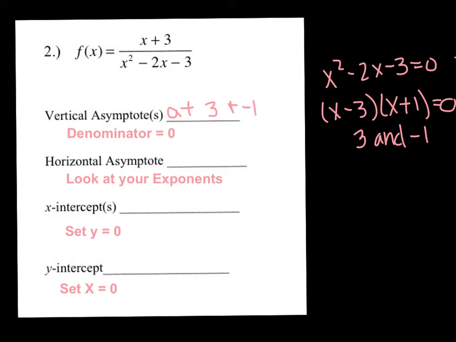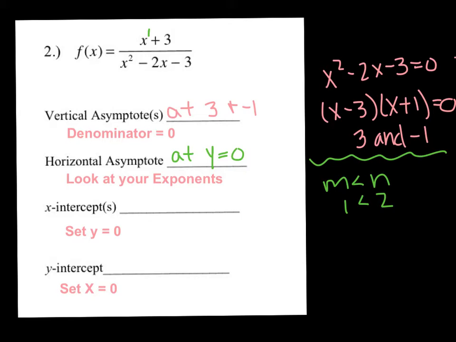Your horizontal asymptote is, again, you're looking at your exponents, your m and n. If there's not one there, you remember, it's x to the first. So in this case, m is less than n. 1 is less than 2. So when your numerator degree is less than the denominator, it's going to be at y equals 0.